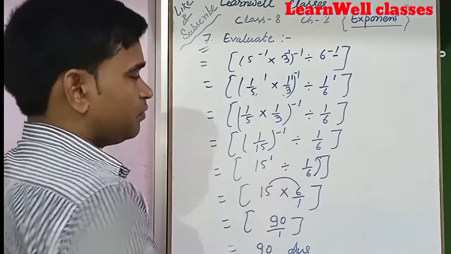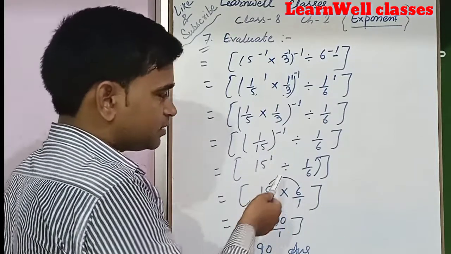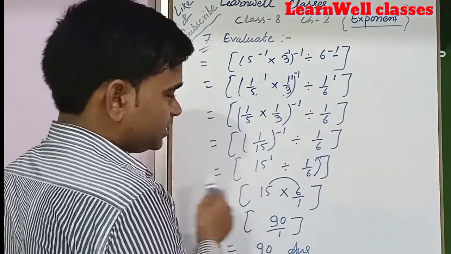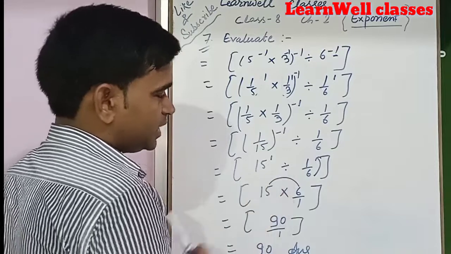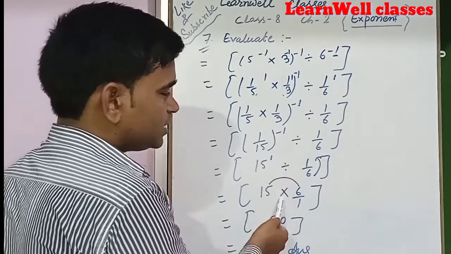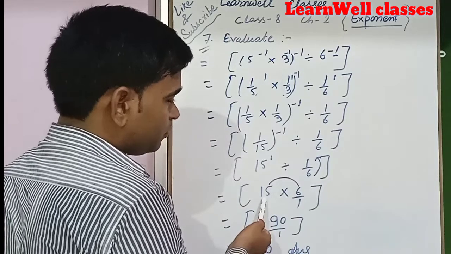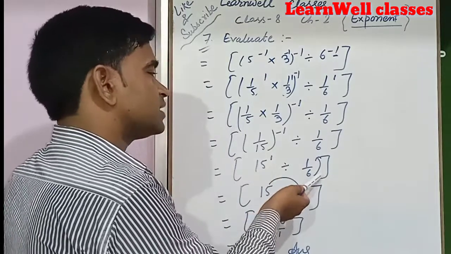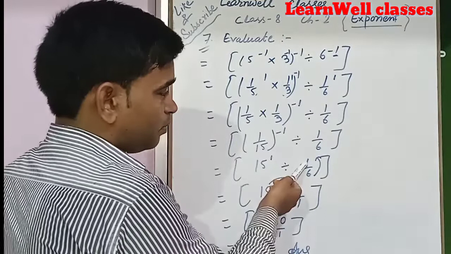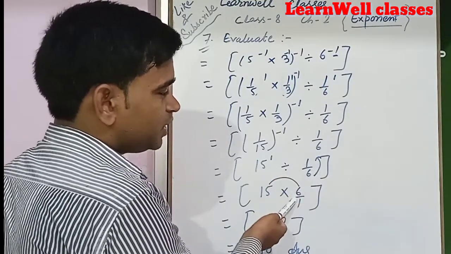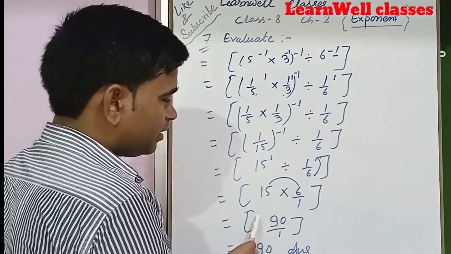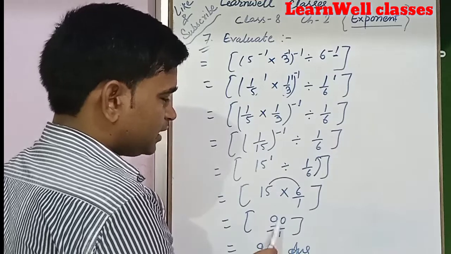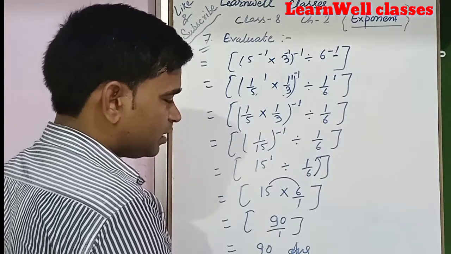When any fraction or integer is in divide form, we change it into multiply form, so the sign will be changed. So divide is changed into multiply. So 15, and when it is multiplied, the fraction will also be changed: 1 upon 6 changes to 6 upon 1. So we find 15 into 6, which is 90. 90 upon 1. We have got the answer, 90.